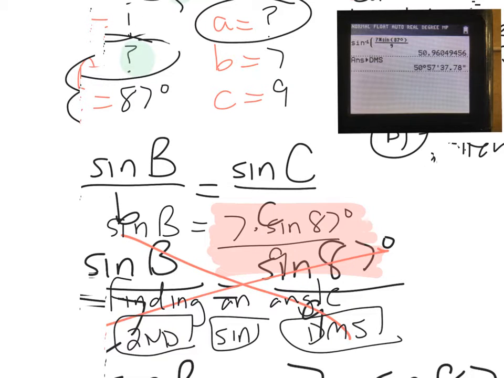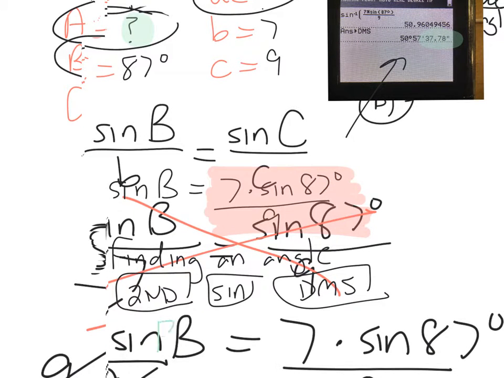So on our calculator, second sine, and then that right-hand side of the equation. Here we're going to have 50 degrees and 58 minutes. Remember, in order to round to the nearest minute, you're going to look at the seconds, and if it's 30 or more, and it is, here it's 37, if it's 30 or more, you're rounding up. So here we found angle B to be 50 degrees, 58 minutes.